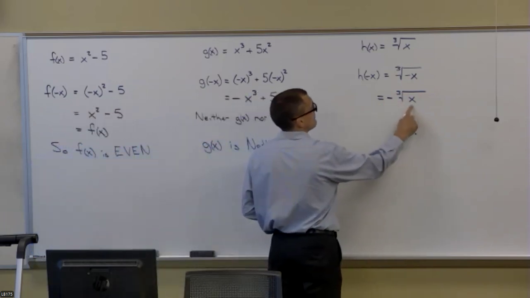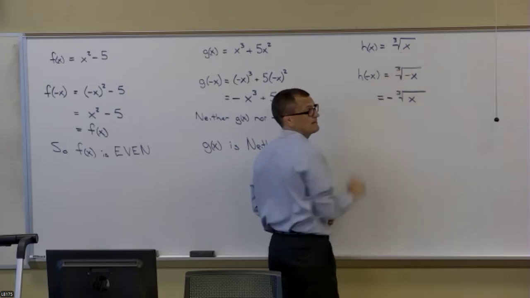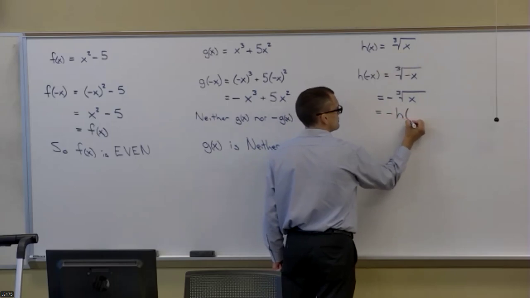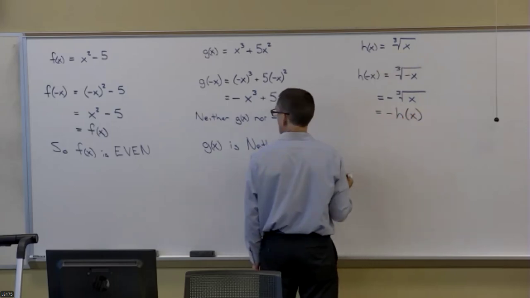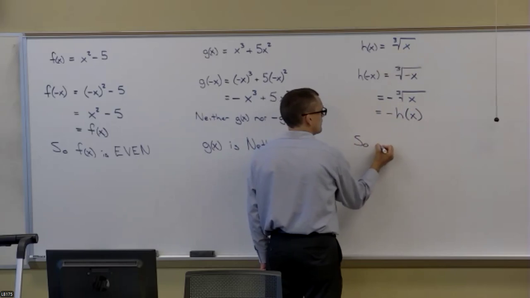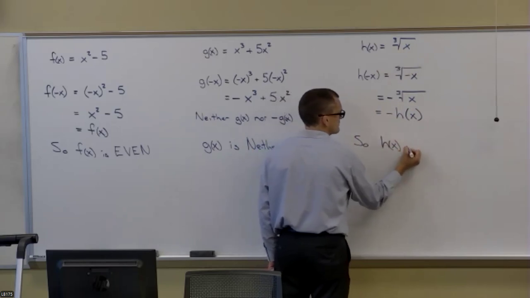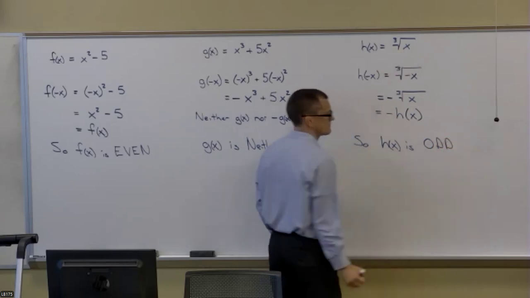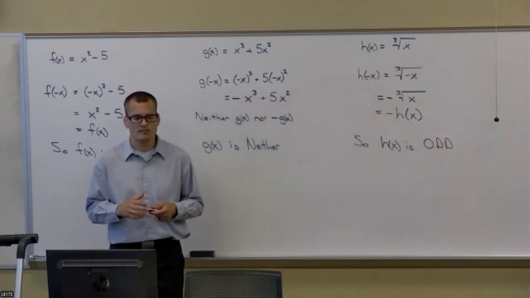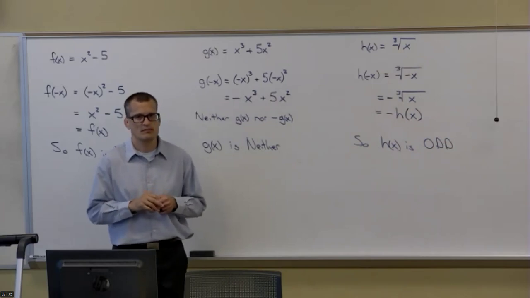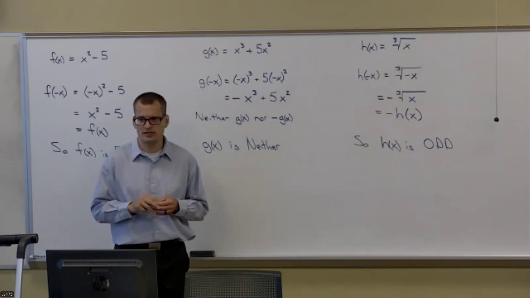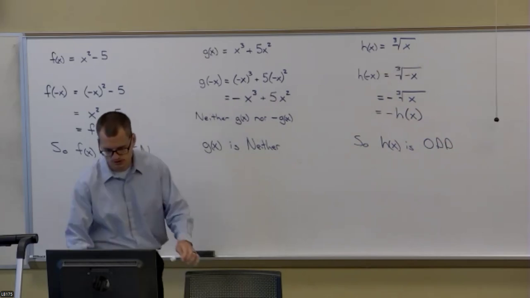Cube root of -1 is -1. Notice that this is the negative of that. So this is negative h of x. So h of x is odd. Not too crazy, not too crazy. Good.